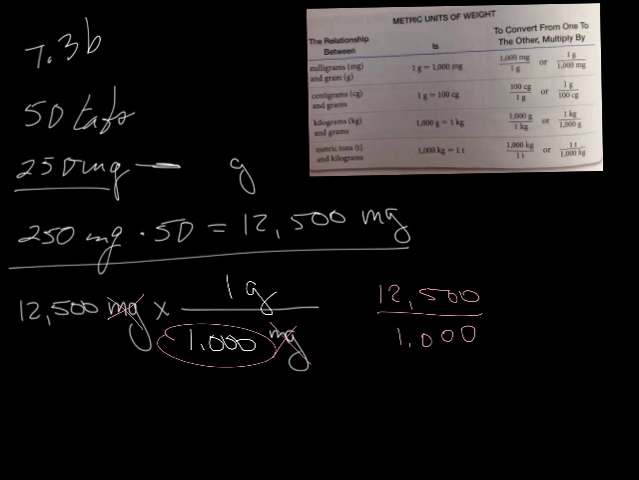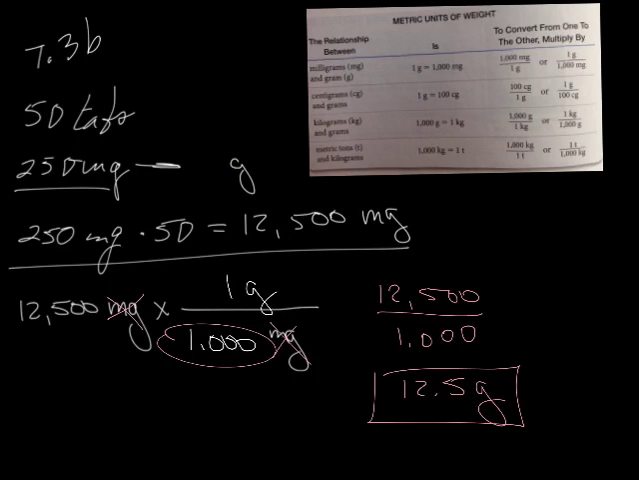So 12,500 divided by 1,000 is 12.5 grams in the entire bottle. So if you were to take all 50 of those tablets and find out how much vitamin C is in it, there would be 12,500 milligrams, but 12.5 grams. So 12.5 grams and 12,500 milligrams are the same amount. It's just one is in milligrams and one is in grams.